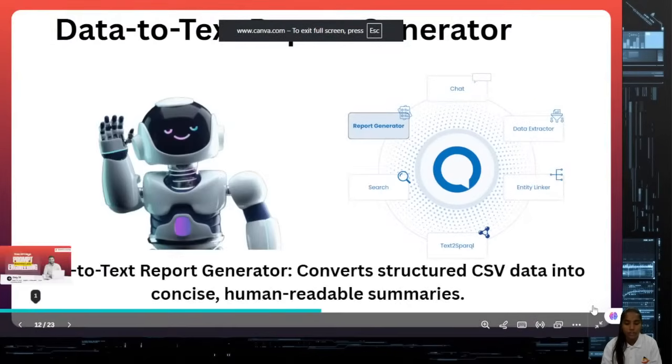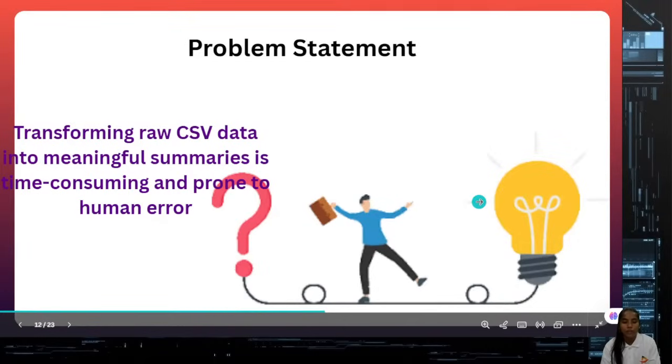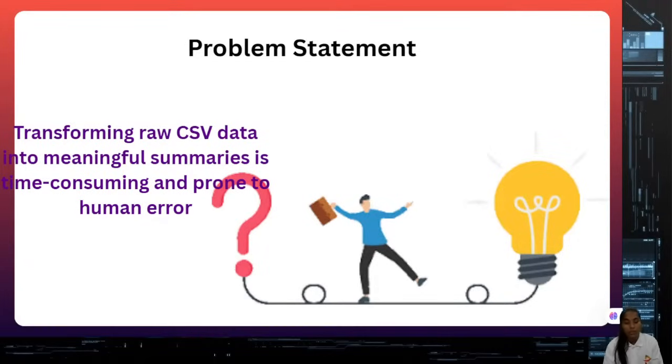So coming to the next step, what will be the next step? The next step will be the problem statement. So I want to tell about the problem statement here. What is the meaning of the problem statement? Whatever information you have, why do you want to take it? Actually, this use case is to convert the data into a text report generator. Why do you want to convert? What is the application for it? That is why you have this problem statement.